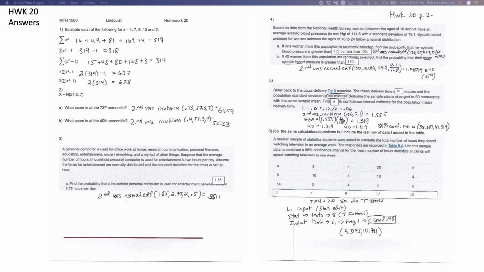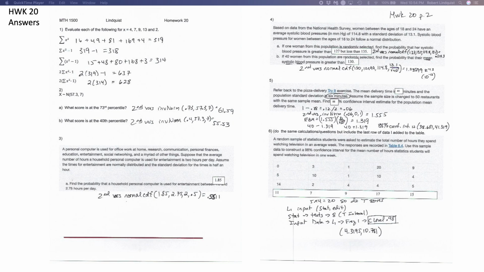So I figured I would incorporate some homework answers into today's lesson with this particular video, okay? Number one, evaluate each of the following for x equals 4, 7, 9, 13, and 2. So the sum of the x squareds would be 16, 49, 81, and 169, and 4, okay? The next setup would be the sum of x squared minus 1.